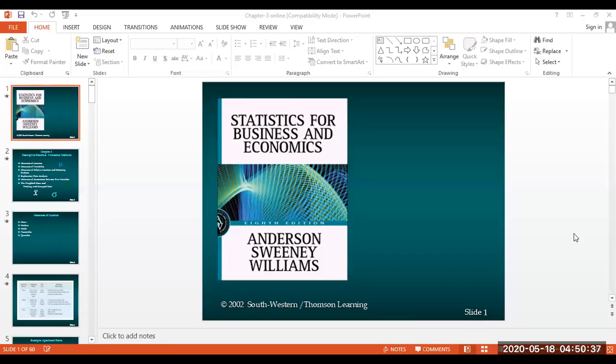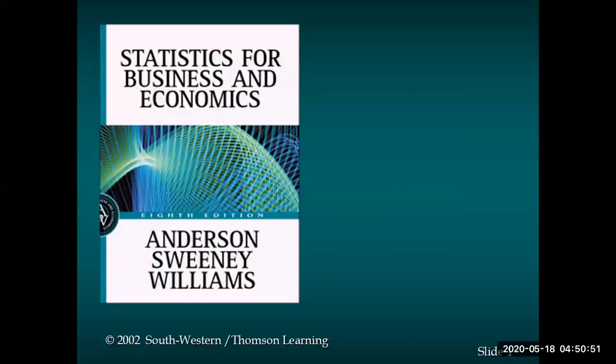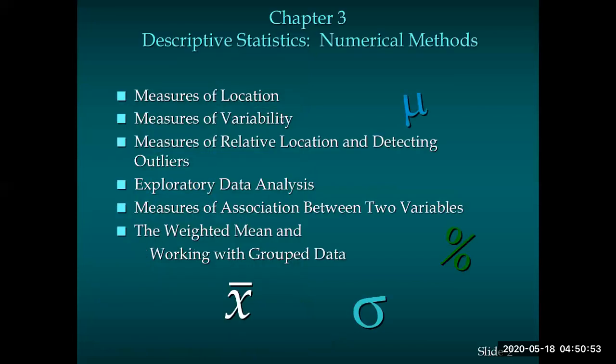This is Dr. Shahid, and we are preparing ourselves for chapter number 3. This is from Anderson, Sweeney, and Williams, and this chapter is about numerical measurements, which is a very important area of descriptive statistics. So, in this presentation, I'm going to explain the measures of location. Some of these measures are also called the measures of central tendency.